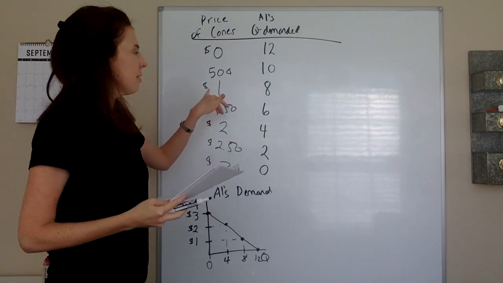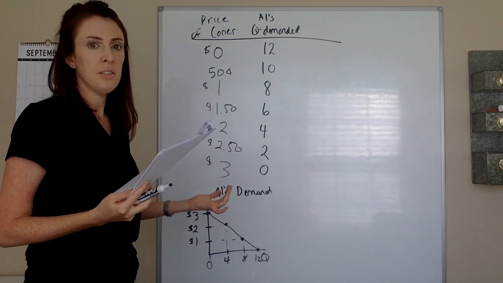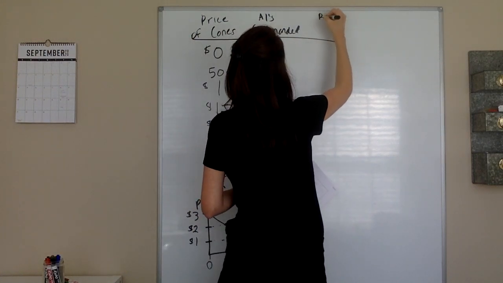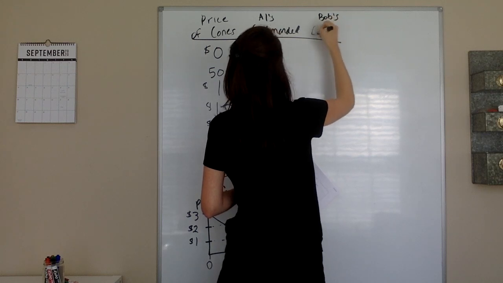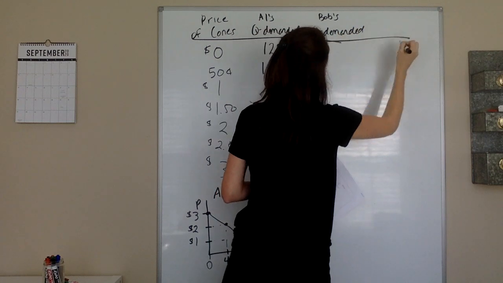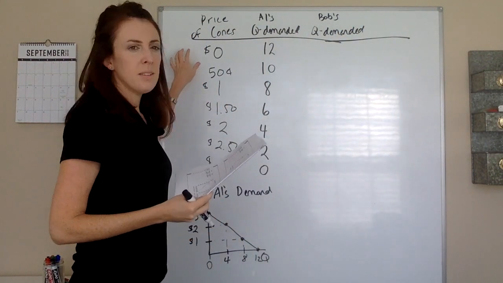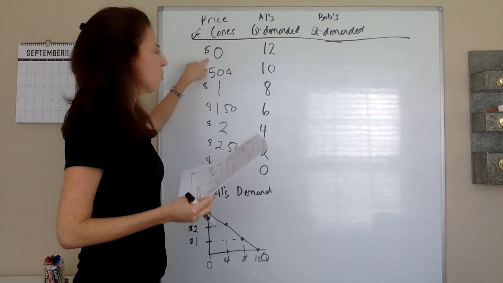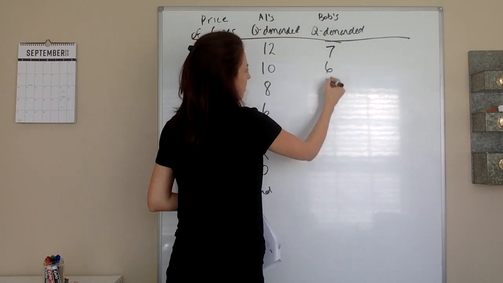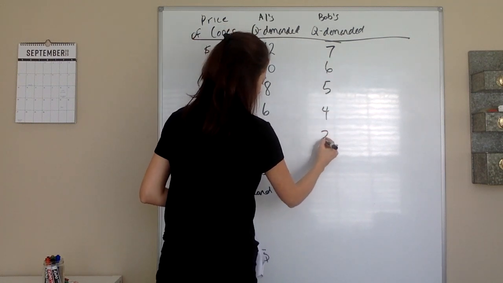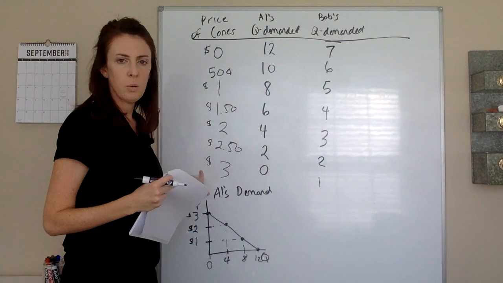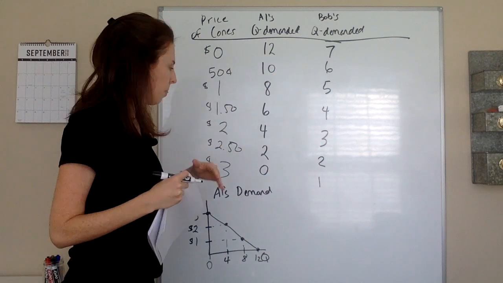So now let's think about somebody else. Somebody else might have an entirely different demand schedule for ice cream cones. So let's think about someone named Bob. And let's look at Bob's quantity demanded at each of the same price levels. So let's assume that Bob doesn't like ice cream as much as Al, and so if the price is free, he only wants 7. And if the price is 50 cents, he wants 6, and let's just keep on going down by 1. And so if the price is $3, he wants 1 ice cream cone. So this is his demand schedule.